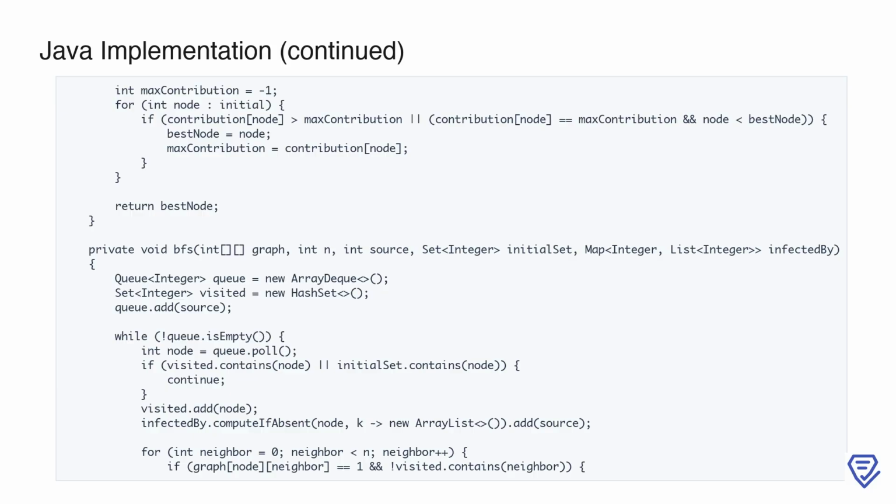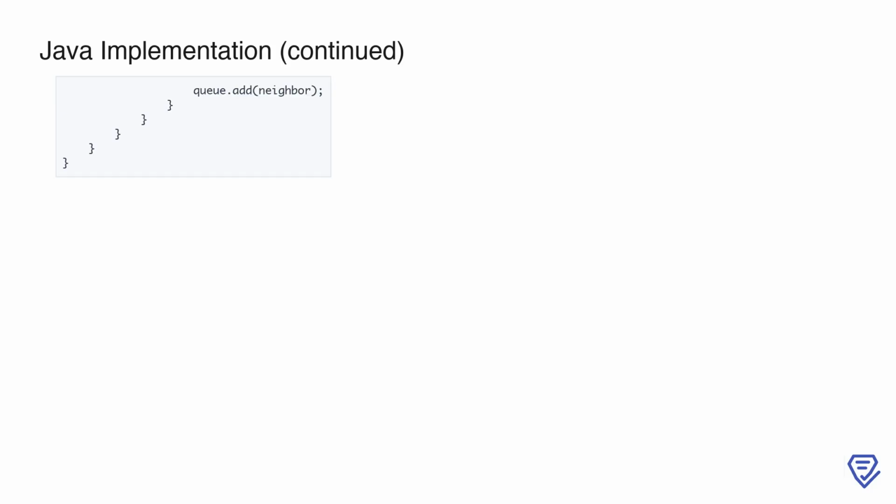After this, we define a helper method called BFS to handle the breadth-first search logic. In this method, we use a queue to traverse the graph and a visited set to keep track of the nodes we've already processed. We begin by adding the source node to the queue and processing nodes one by one. As we continue the BFS, we dequeue the next node to process and check if it has already been visited or if it's part of the initially infected set. If so, we skip it to avoid redundant processing.